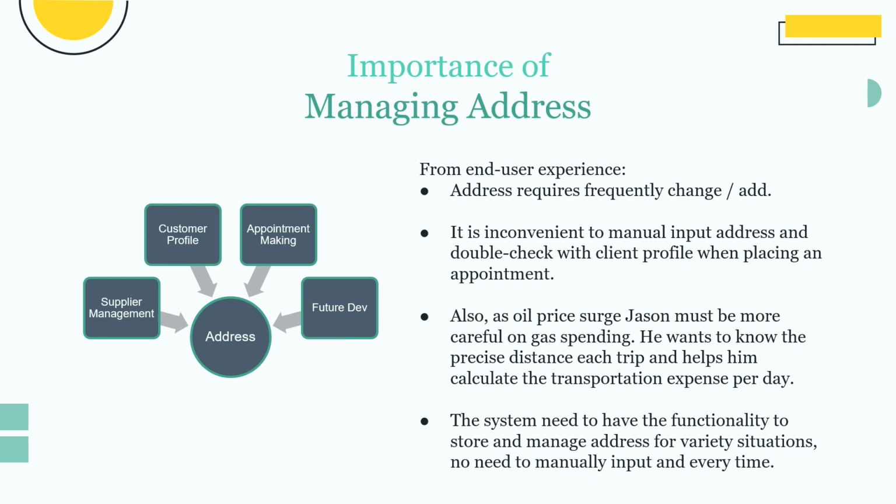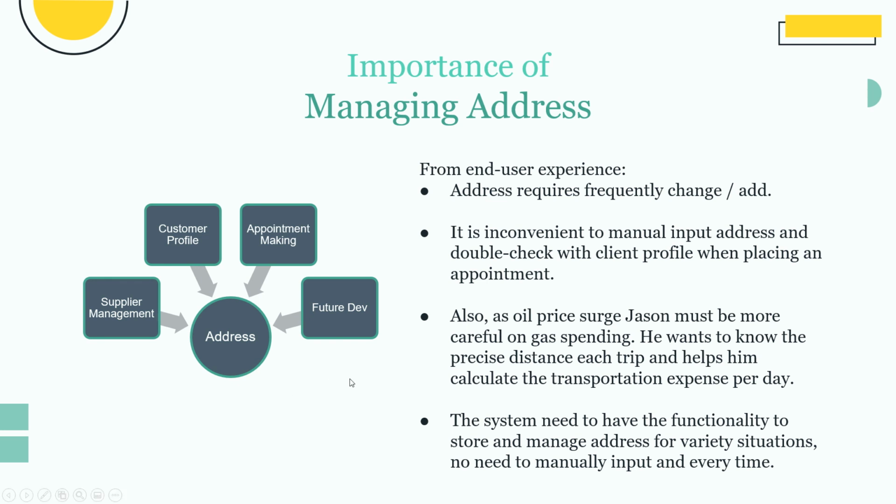Also, it is very inconvenient for Jason to manually manage addresses in the appointment making process, because Jason has to manually input the address for each appointment and double check whether the address is correct or not, which is very inefficient and time consuming. Also, the supplier management process is very similar to the customer one. Each supplier can have a different location, or different shops or warehouses. But in this assignment, we're not going to cover that. We only focus on the customer side.